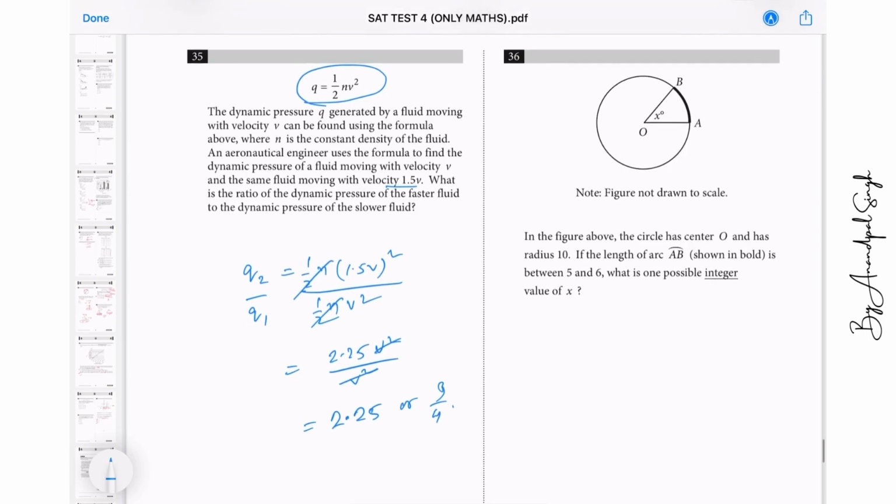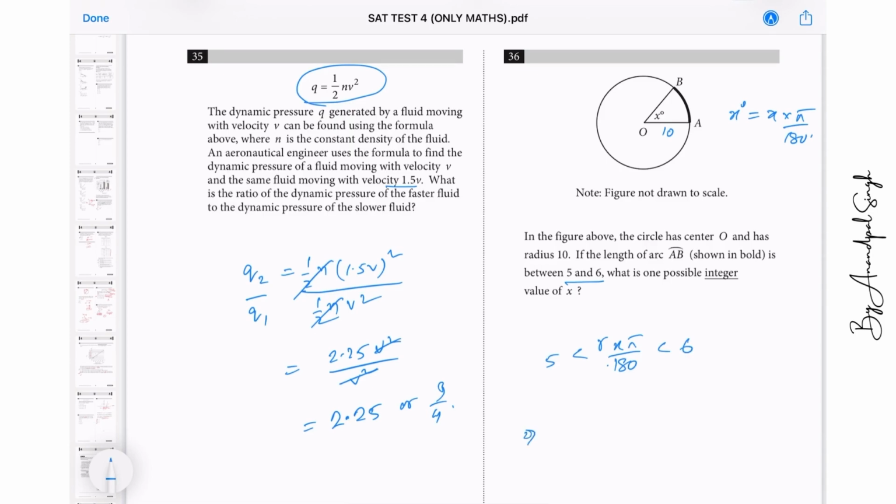In the figure above, the circle has center O and radius 10. Okay, the radius is 10. If the length of the arc is between 5 and 6, what is one possible length of arc? Means r times x over 180, a possible integer value of x. First of all, we convert it into radians. So x degrees means x into pi by 180 radians. Now this should be between 5 and 6. So we need to find x.